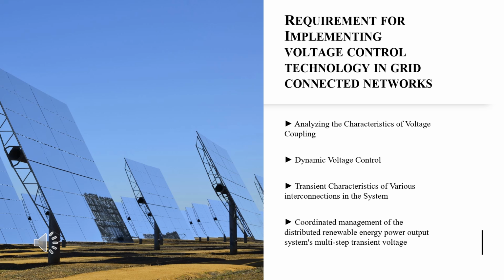Coordinated management of the distributed renewable energy power output system's multi-step transient voltage is also a requirement. Power electronic components such as PV units, wind turbines, converter stations, and reactive power compensation devices provide fast active and reactive decoupling control in distributed renewable energy power systems with both AC and DC output. Power electronic equipment's high controllability can be usefully utilized in a variety of failure scenarios. This controllability can be used to accomplish transient voltage cooperative control across different components of the distributed renewable energy power AC and DC transmission system.